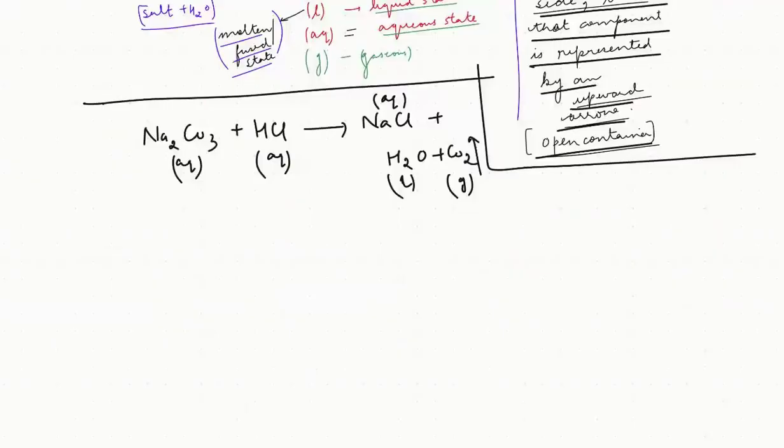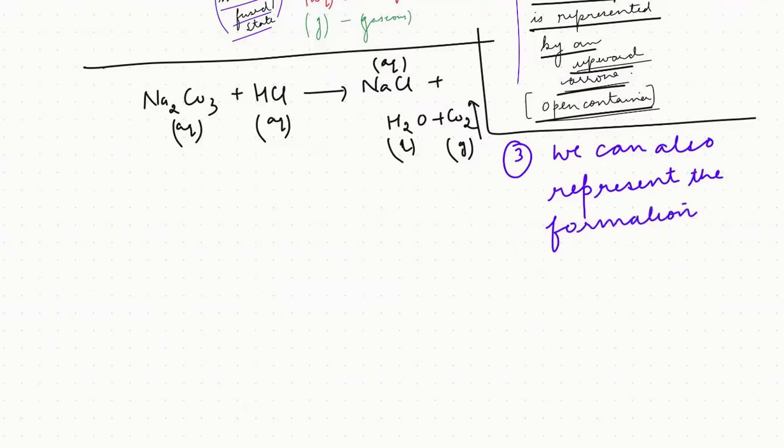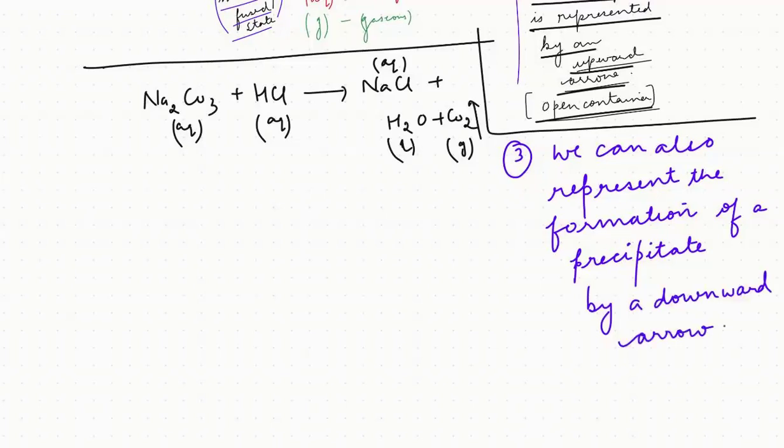Then, third point, we can also represent the formation of a precipitate by a downward arrow.